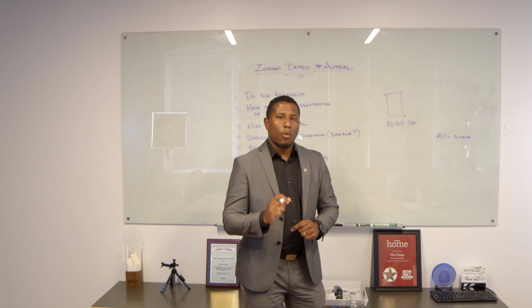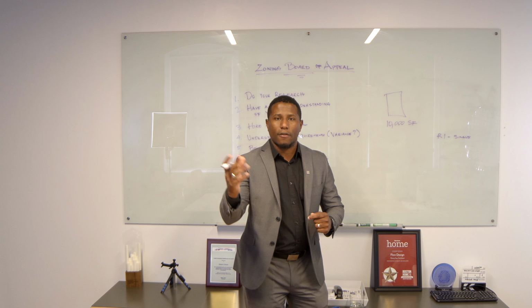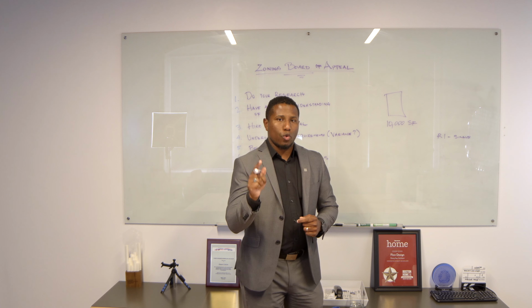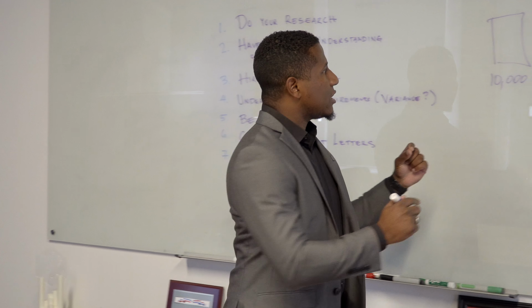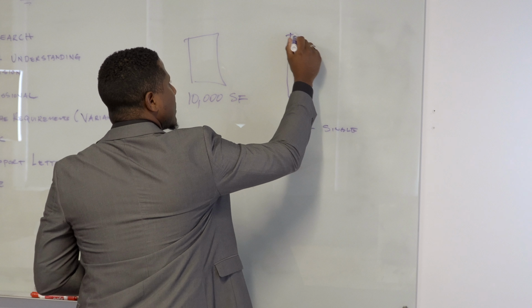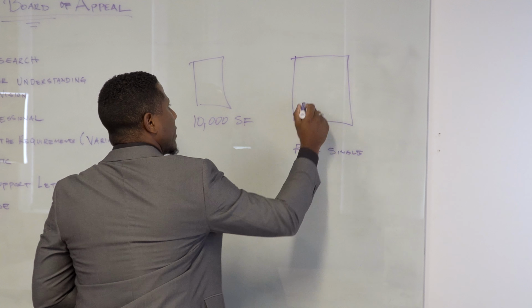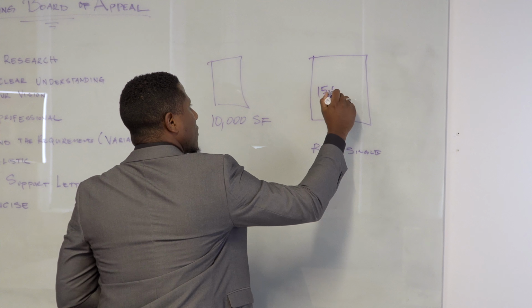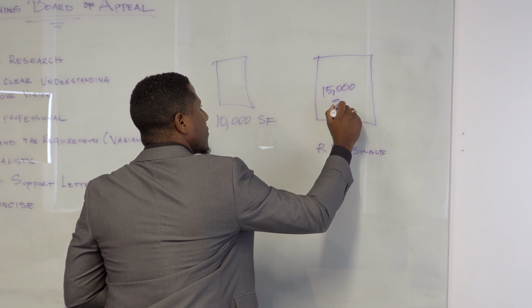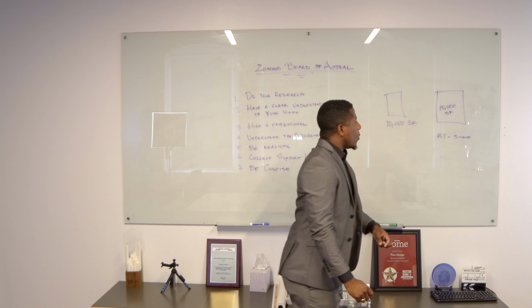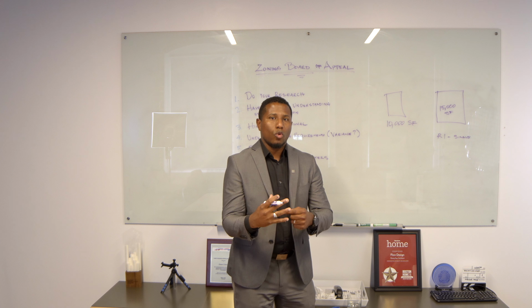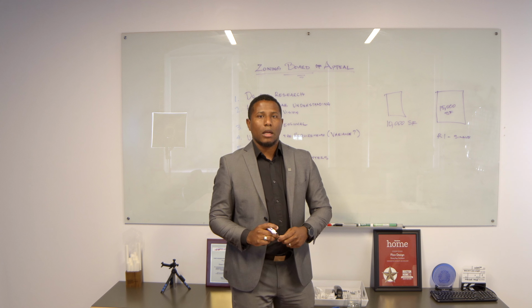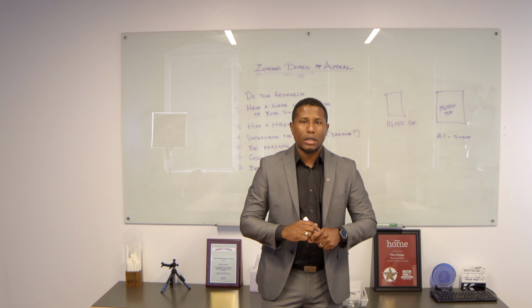Let's say this lot that you just bought is located in an R1 district, and your existing lot is 10,000 square feet. But make sure you do your research. In that district, let's say the minimum requirement is 15,000 square feet. What that is telling you is that automatically you don't comply with the minimum requirements for that zoning district.